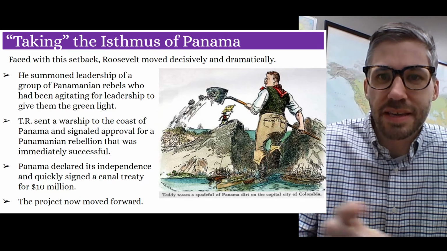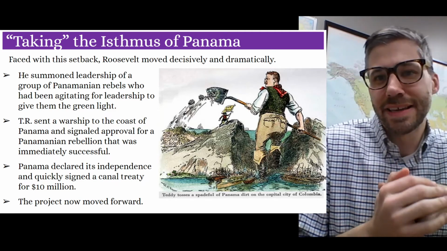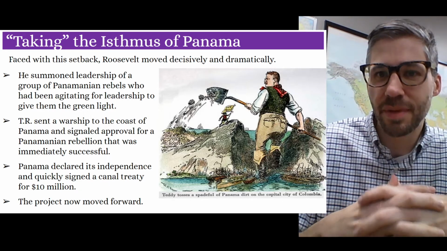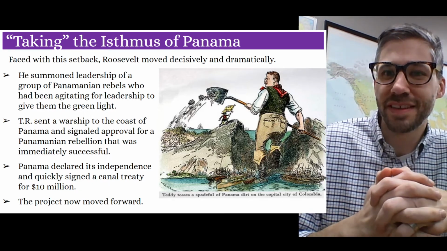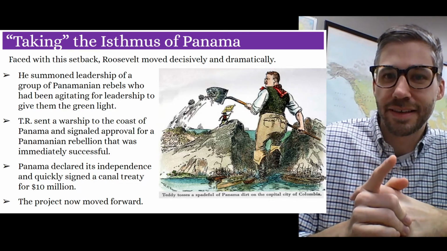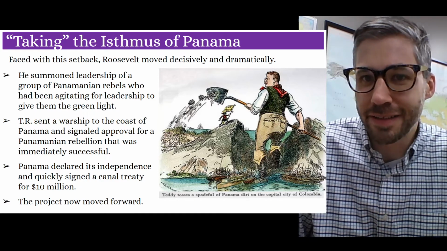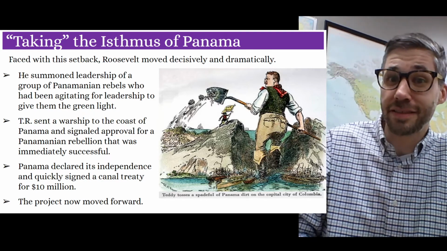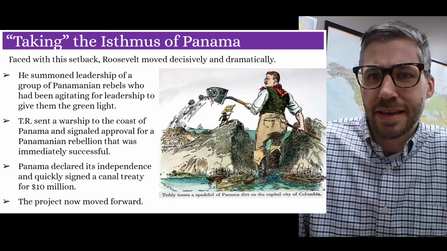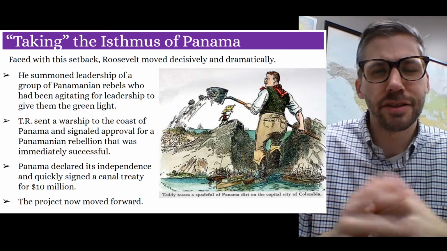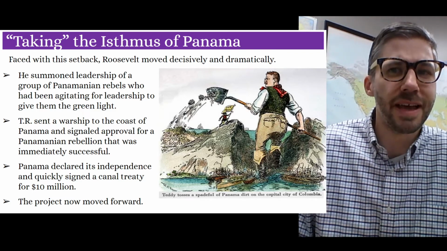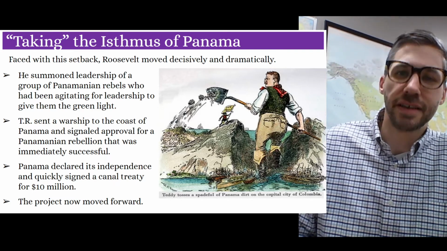I want you to get me Philippe Bunau-Varilla. He is a Panamanian rebel leader, all right? He's the people who lived in the region of Panama who wanted their independence. Roosevelt says, hey guys, I'm your new best friend, all right? I think you should officially rebel against Colombia and declare your independence. And the United States will go ahead and park a warship or two on the coasts outside of Panama, as if to suggest mildly to Colombia that the U.S. doesn't want Colombia to interfere on that. We would like Panama to be its own independent country.